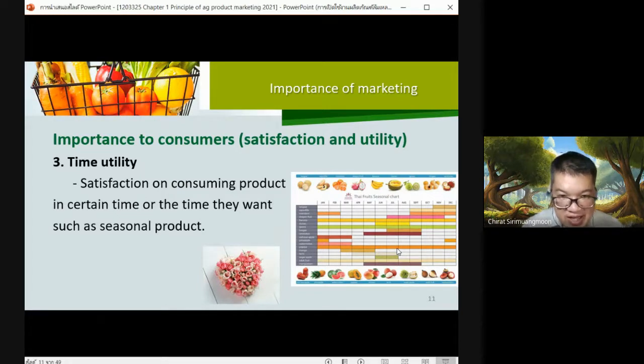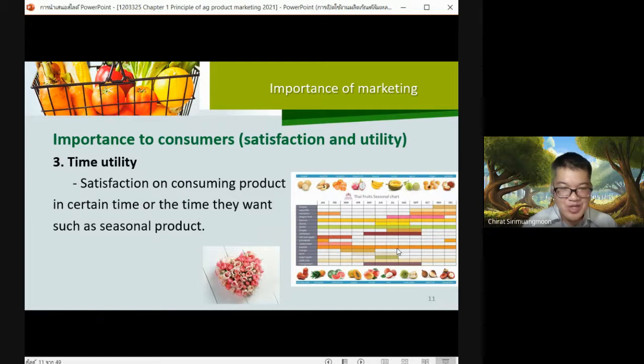For example, when you want to eat durian, it's going to be summer season in Thailand, maybe April, May, June, and July, or also sometime around this month. After that, it's off season. So marketing will get involved in transferring the products to you on time. Or sometimes if they can produce off-season product, it's going to be good for you too because you can have it during off-season, and the price is going to be higher.